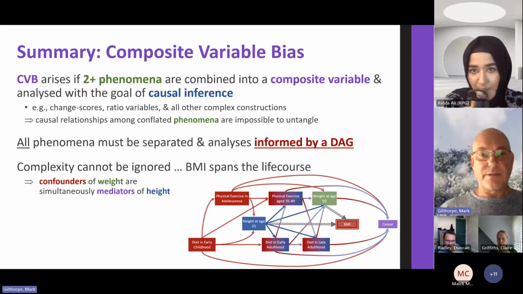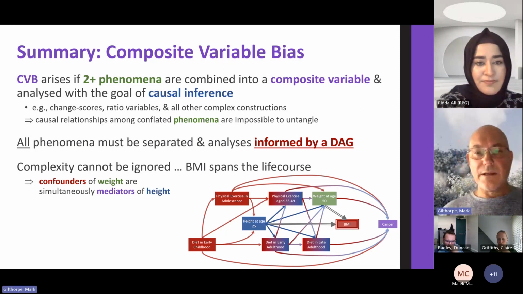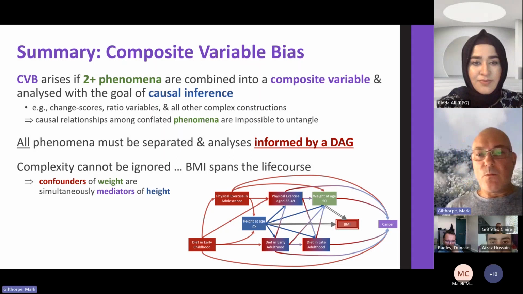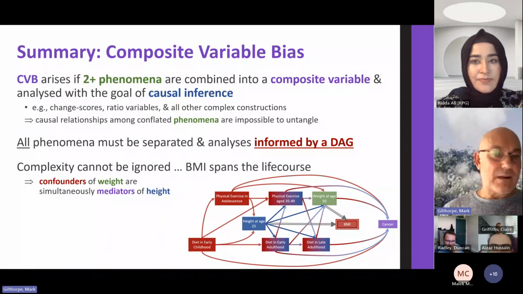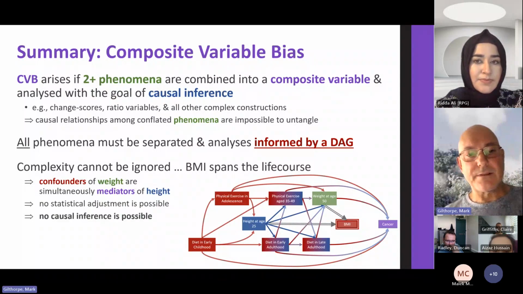For example, just a quick insight, if we look at BMI in relation to, say, cancer, it spans the life course, because if we're looking at BMI age 50, then weight at age 50 is confounded by physical activity, lifestyle, like diet, etc. prior to that, which are actually all mediators of height when height stabilized at age 25. So there's no statistical adjustment possible, so no causal inference is possible.